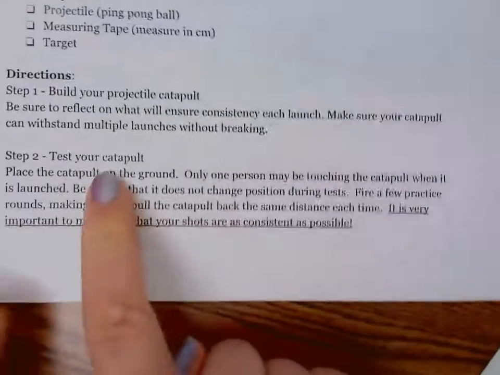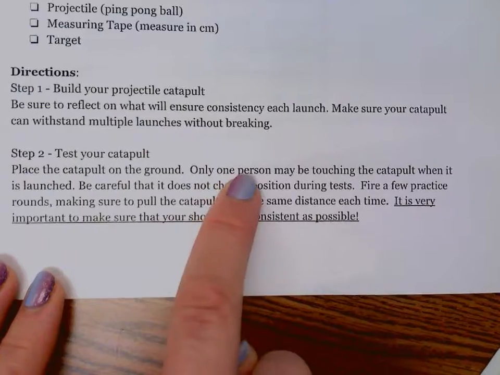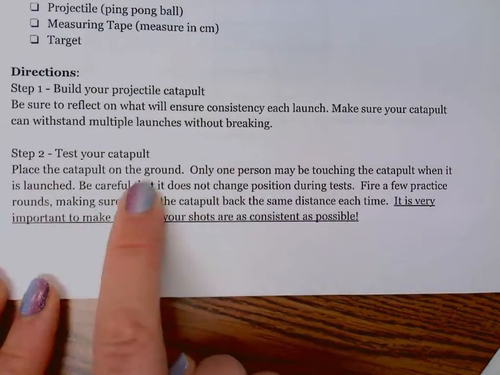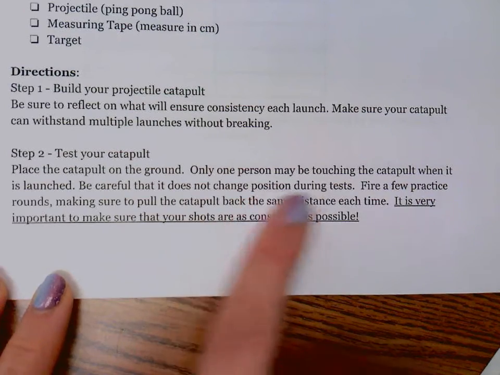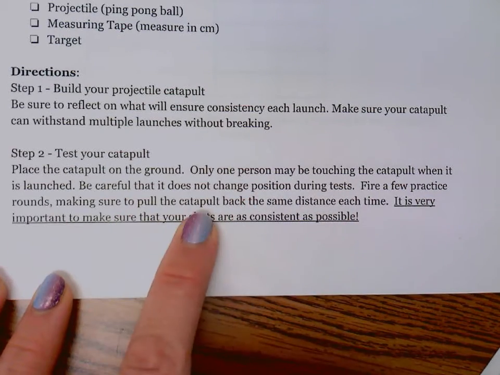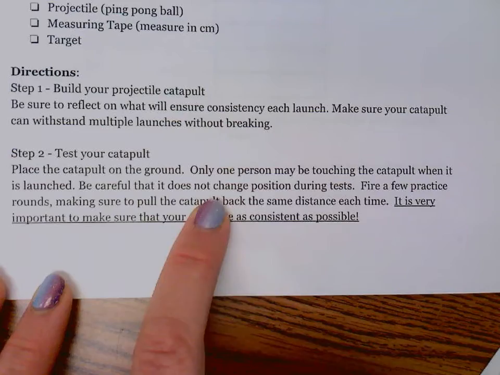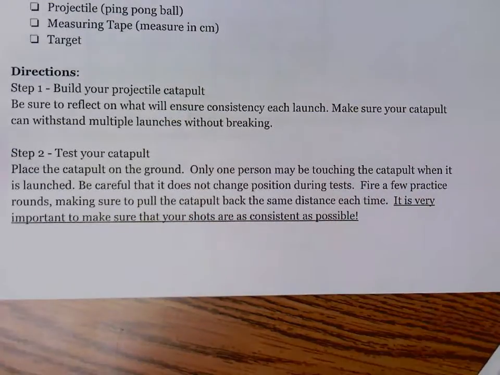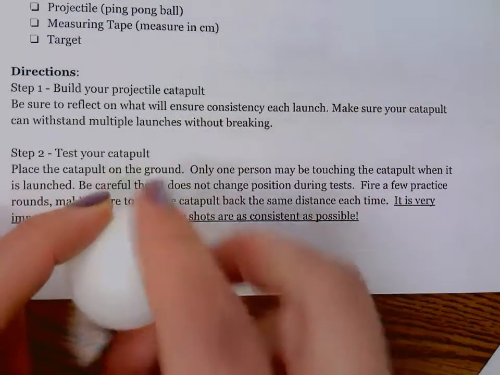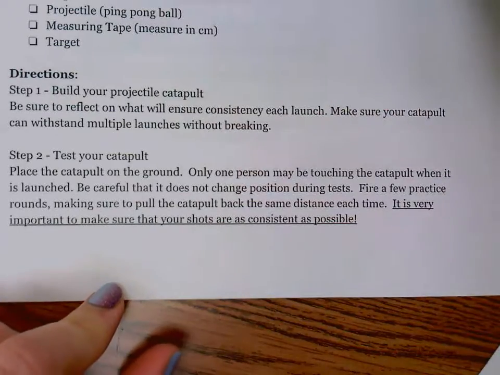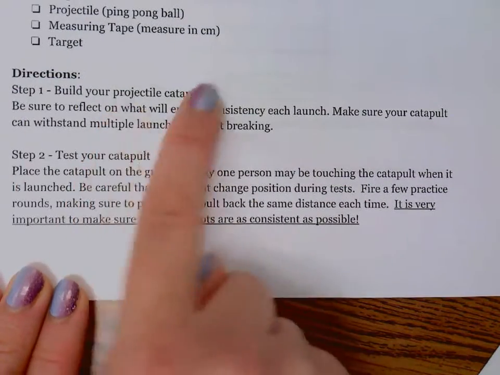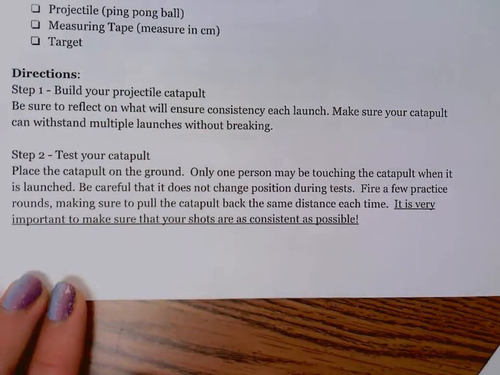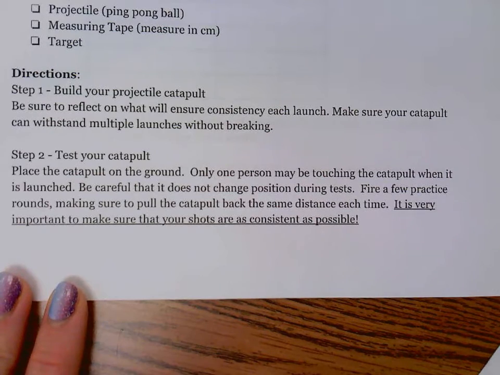To test your catapult, obviously you probably only have one person, but you're going to place the catapult on the ground. You're going to be careful to not change positions and fire a few practice rounds. So is your object landing at the same place each time? If I'm launching this ping pong ball, if I go from here to here and I launch it again, does it land in the same place the second and third time? That's how you know that you've built a projectile catapult and you've tested it to make sure it works. That's as far as you need to go for day one.